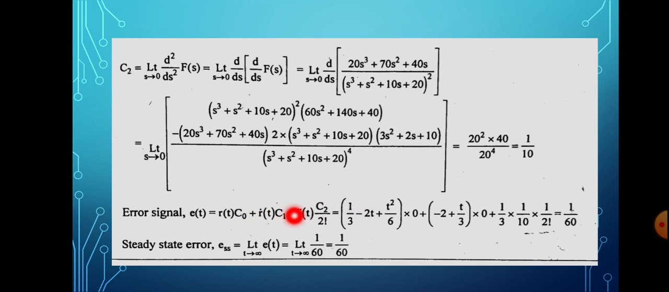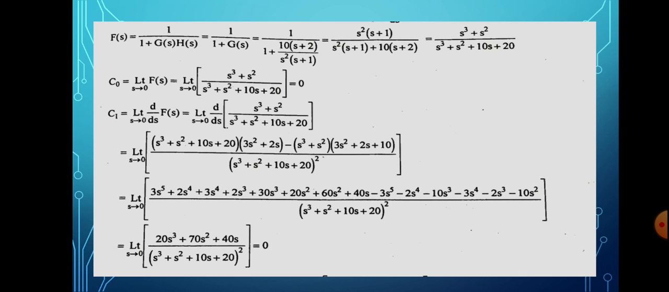So if you substitute the values of c0 and c2 and r of t and r double dash of t, you will get the equation like this, okay? That is, the error signal will be equal to 1 by 60. That means e of t is a constant value, and the steady state error can be obtained by applying the limit t tends to infinity e of t. Here there is no t term, so limit t tends to infinity 1 by 60 will be equal to 1 by 60. So that is the steady state error, okay?